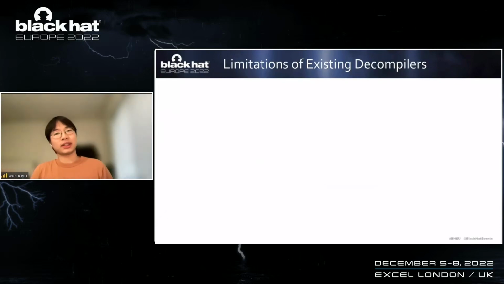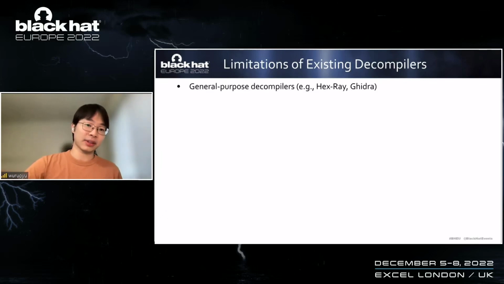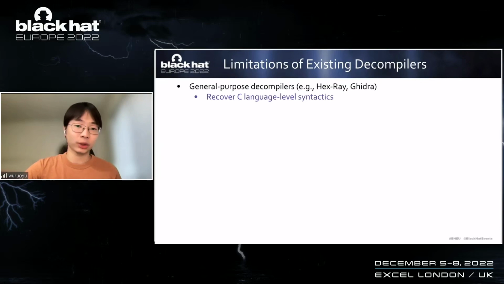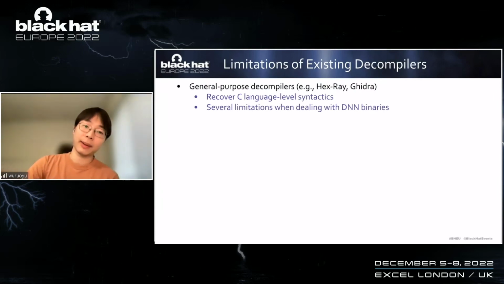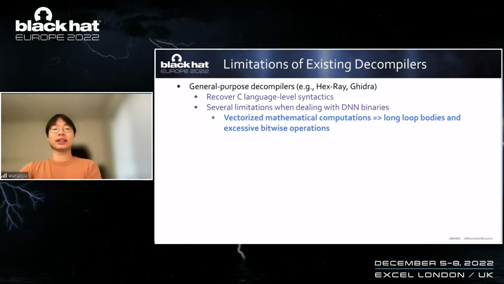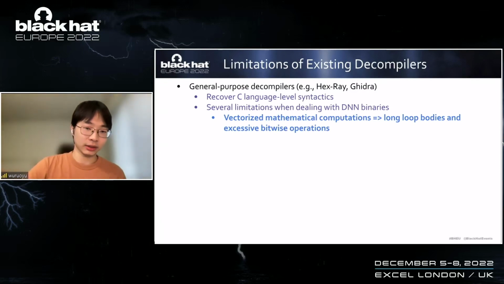Then you might ask, can we just use existing decompilers like IDA Pro or Ghidra? It turns out that general purpose decompilers can only recover C language level syntax from the binaries, but they have several limitations when dealing with DNN binaries. The first limitation is that there are lots of vectorized mathematical computations in DNN binaries, which essentially leads to lots of long loop bodies and excessive bitwise operations in the decompilation result.